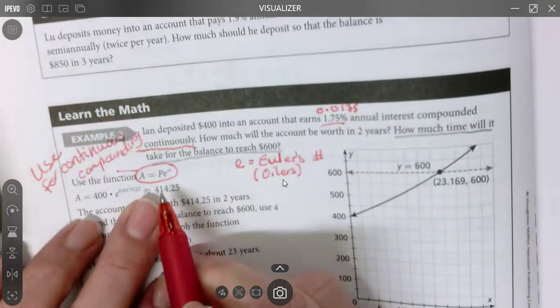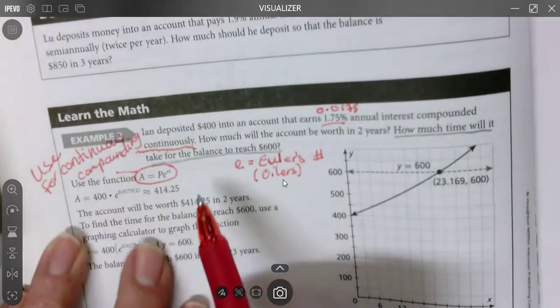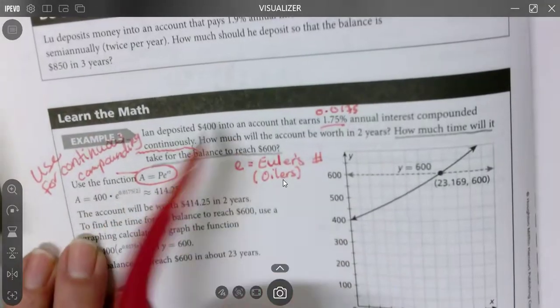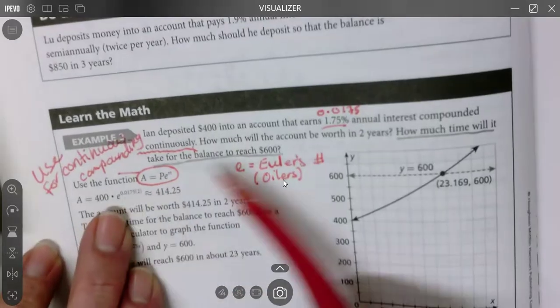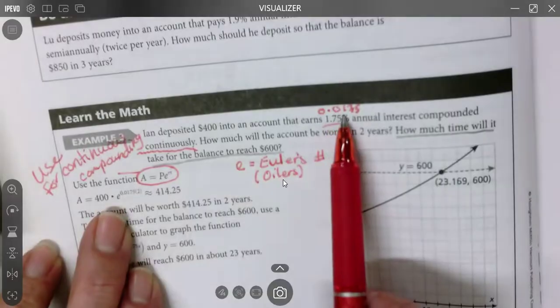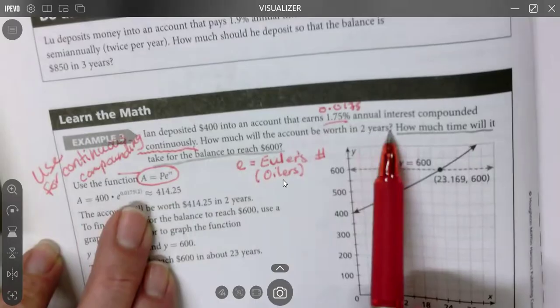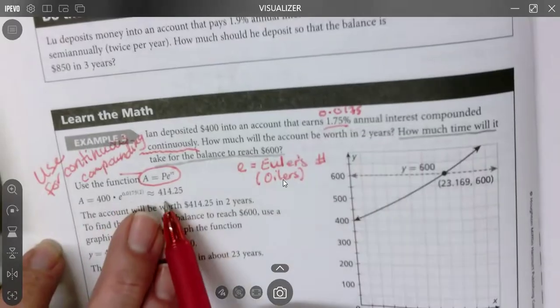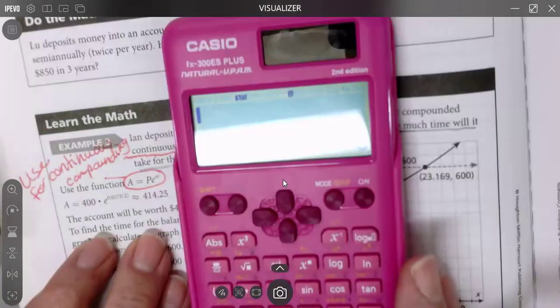Thanks, Euler, for working that out for us so we didn't have to figure it out every time. So then they took the original amount, 400, times E to the rate, which was our 0.0175, times 2, because we have 2 years, and put it into your calculator and see if you can get the 14.25. I can show you how I'll do it on mine, hopefully.